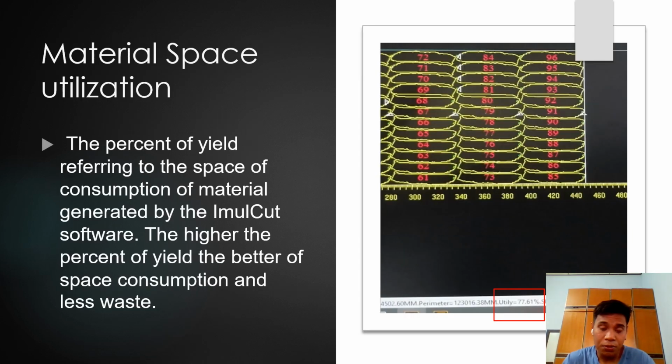For the material space utilization, which we call the percent of yield, the higher the number, the greater the space consumption, which means the consumption of the space is better, so there will be less waste. We can see the highlighted box, 77.61. This is only for the designing.